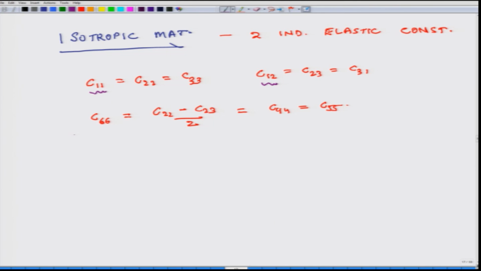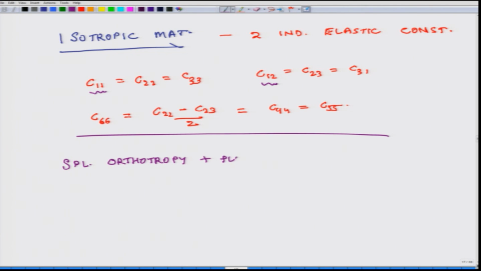The last case we will do is special orthotropy in plane stress state. So, special orthotropy plus plane stress condition.